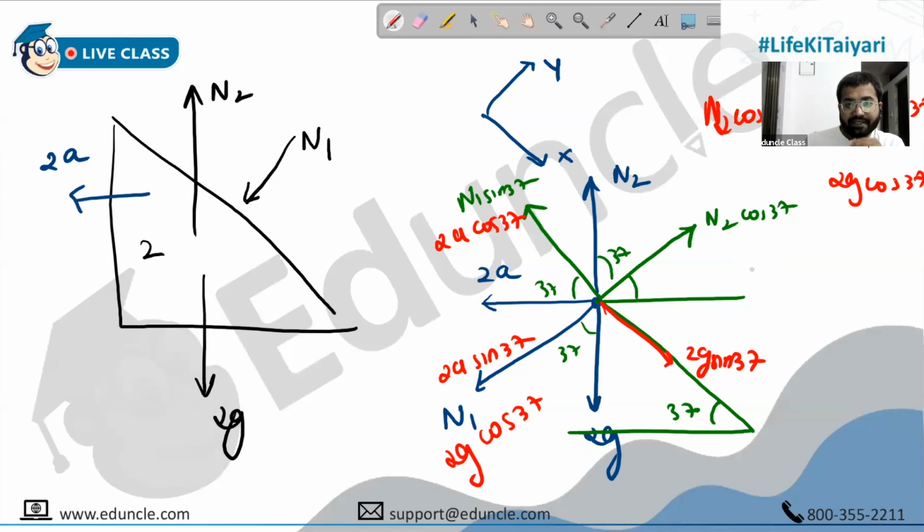Okay, now we are getting something. And okay, good. Phew. So N1 sin 37 plus 2a cos 37, we are getting something. I hope this is logical and we get the result. This is equal to total right, which is 2g sin 37. Okay. What after this?